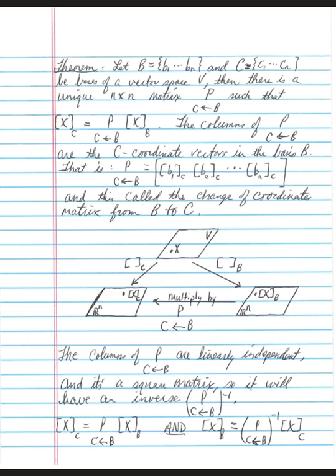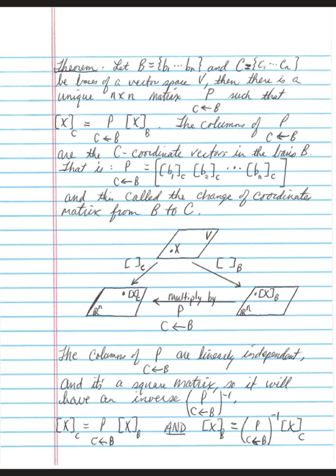And I know the vocab's really deep in here, so just be patient with yourself, and with enough practice it'll come along, I promise. The columns of your change of coordinates matrix are the C coordinate vectors in the basis B. On our previous example, we had B sub 1 and B sub 2, but they were written in terms of C1 and C2. That's what that means.